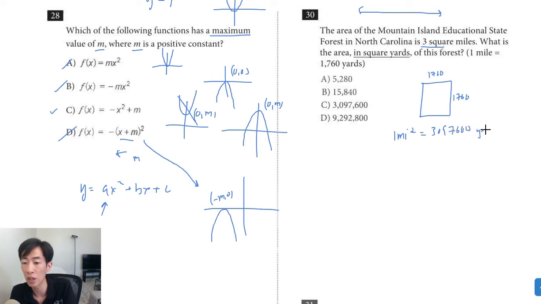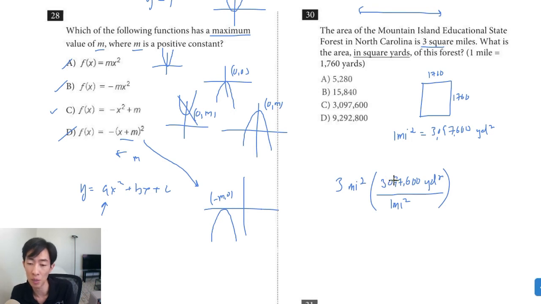3,097,600 square yards. This is the actual number that you want to use in your conversion factor. So what do they want us to convert? 3 square miles, that's miles squared. And now you're going to turn your equation into a fraction. We're going to put square miles on the bottom, and we're going to put 3,097,600 square yards in the top, because 1 square mile is equal to that many square yards.